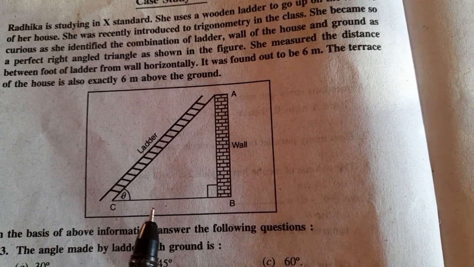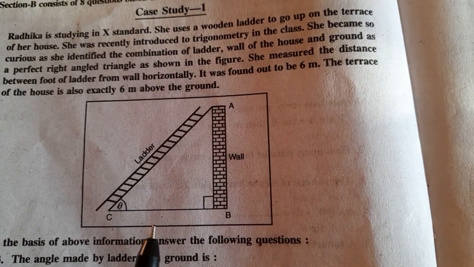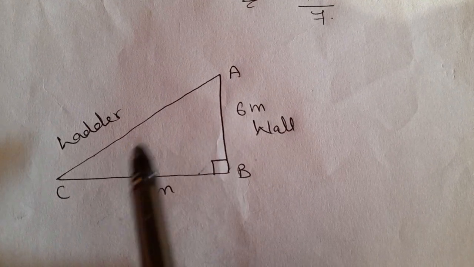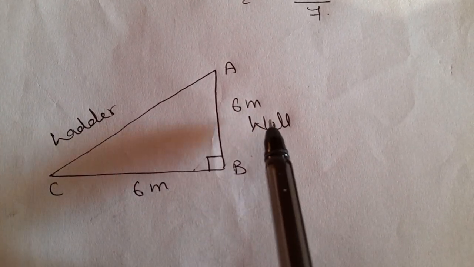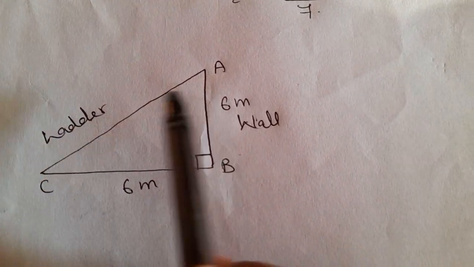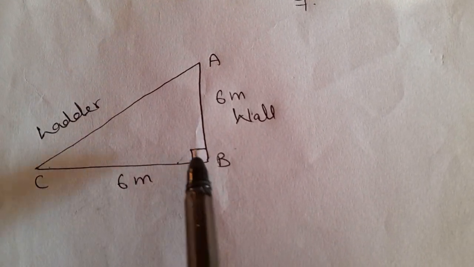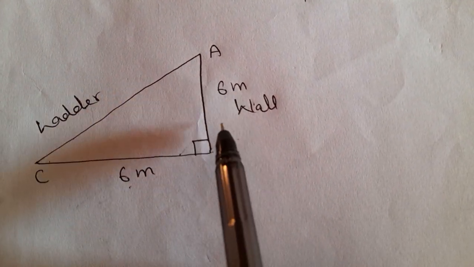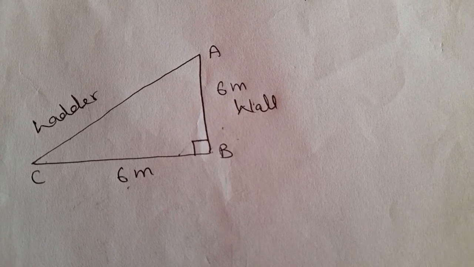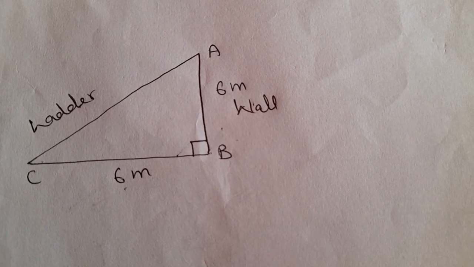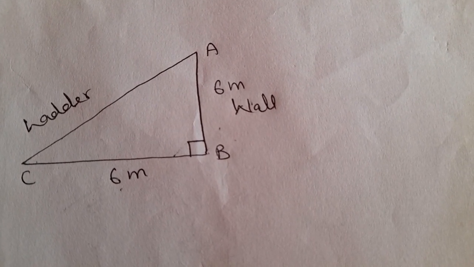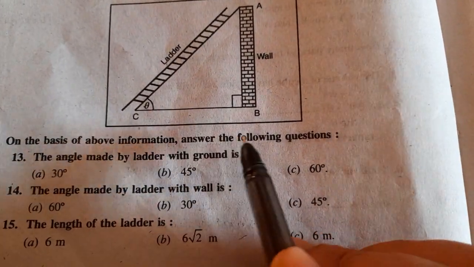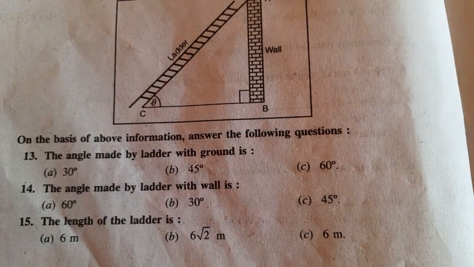The terrace of the house is also exactly 6 meter above the ground. So I have made a rough sketch of the given question. This is your wall, this is a ladder, and he said in the question, from the foot of the ladder to the wall the distance is 6 meter and the terrace is also at the height of 6 meter. Now we have to solve the questions asked in case study 1. On the basis of the above information, answer the following questions.